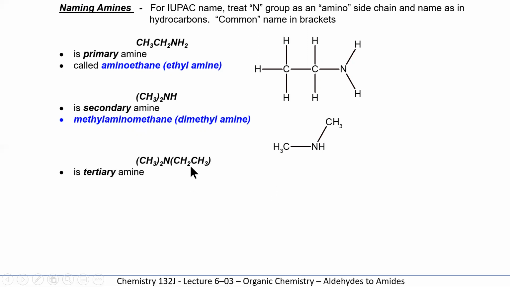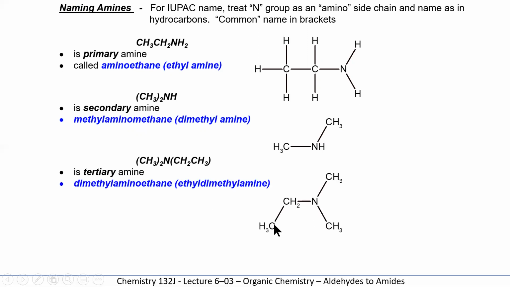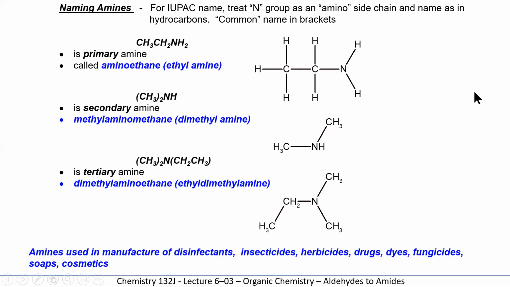And we have a tertiary amine here. And when we have a tertiary amine, again, we can see it's a 2-carbon chain. So we call it an ethane. And now we call it a dimethylaminoethane. So here's our ethane, and this is a methyl and a methyl. So dimethylaminoethane is the systematic way of naming it. And that's how we prefer you to name these compounds.